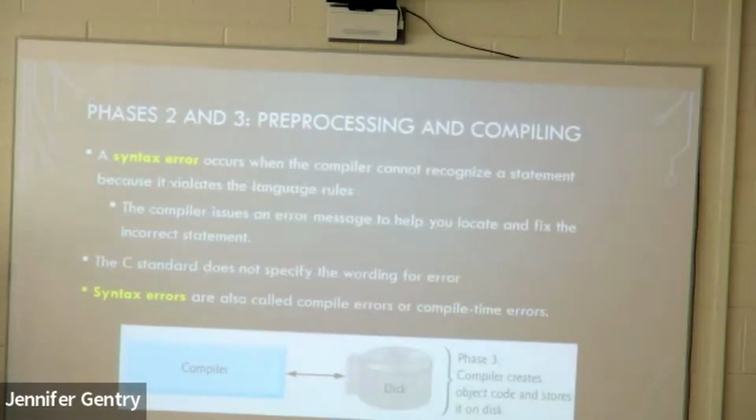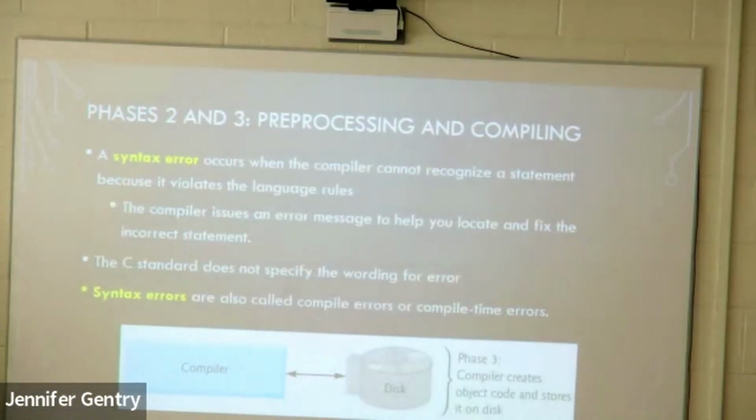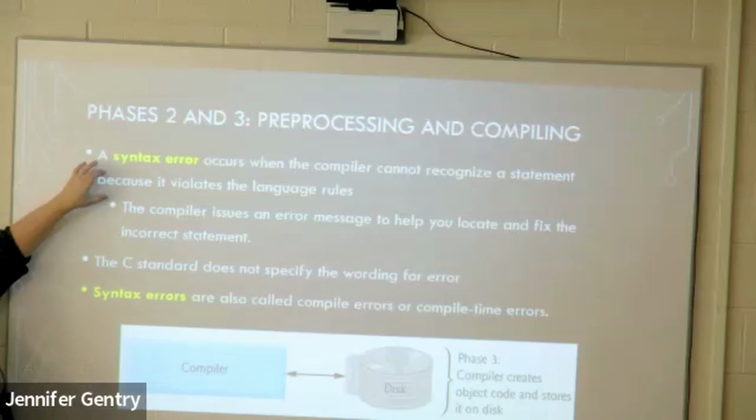Phases 2 and 3, pre-processing and compiling. There are 2 different kinds of errors that you can have when you program. Number 1, we have a syntax error. With a syntax error, your compiler is going to stop and yell at you. The compiler will halt. It will not finish compiling the program, and it's going to tell you there's something wrong. Most of the time, it gives you an error. Sometimes it gives you a line number. We're going to learn how to read those errors.